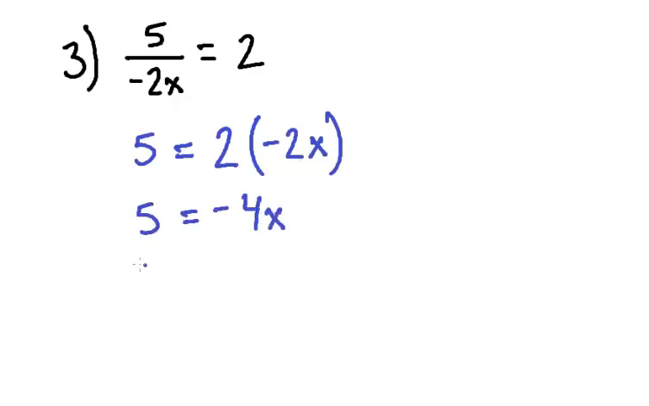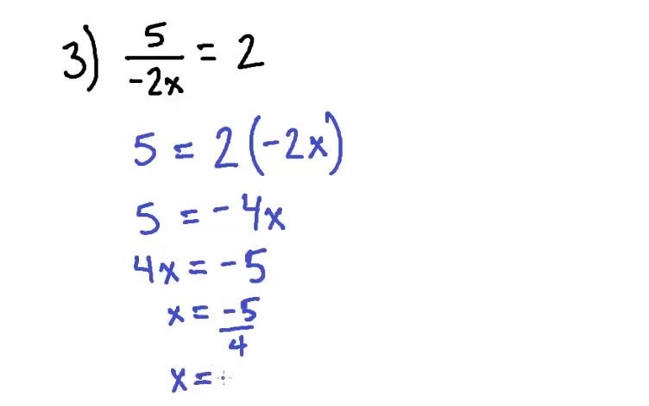What do I do next? Well, I move the letters to the left, and I move the numbers to the right. And I pass to divide. Minus 5 divided by 4 would be x equals minus 1.25. And that will be the answer of the exercise.